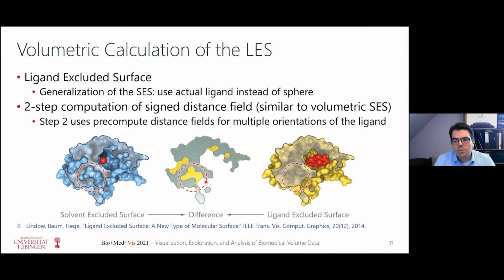So it is a bit more expensive to compute because you have to test against these different orientations of the same ligand. But it's more interesting in a way to the users because they get a better impression. Is there really a reaction possible or not? But as I said, the computation is very similar. You do this on a volumetric representation. So you use the volume and then you compute this distance field, and then you can just use volume rendering methods to show this.